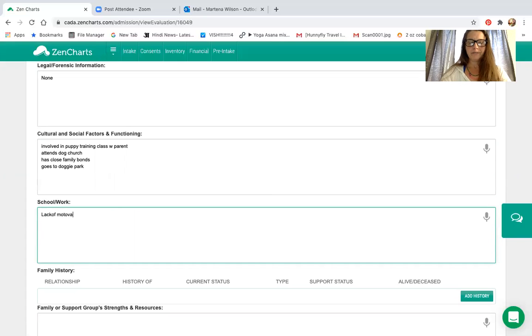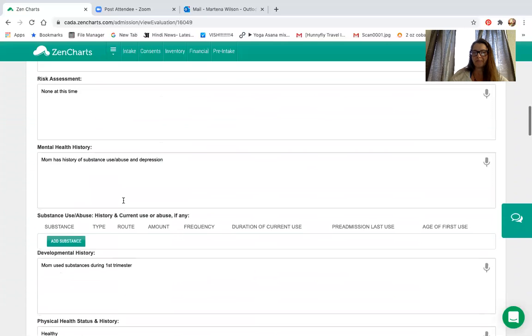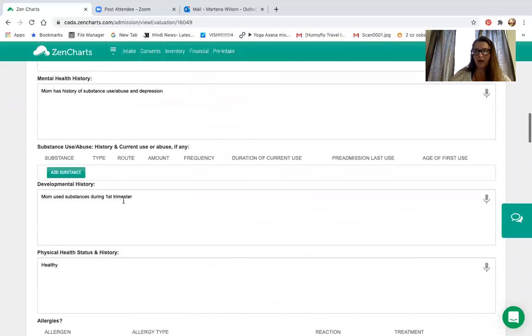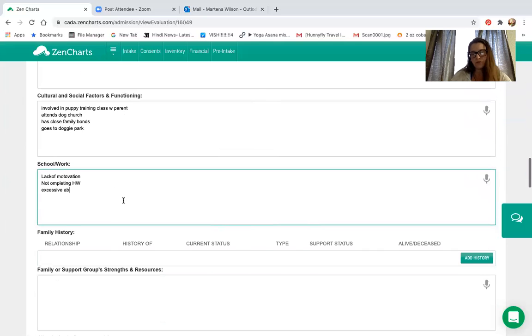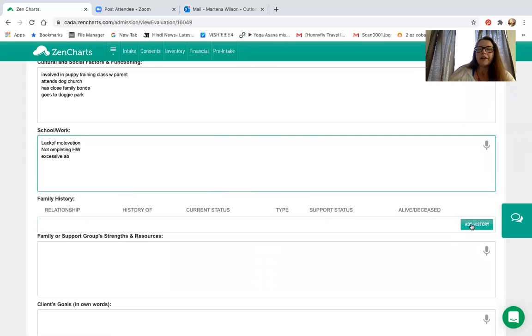Lack of motivation, fear of, let's say, not completing homework, whatever may be coming up with the school, excessive absences, okay, things like that. That's where, when we talked about the functional impairments, how is this affecting school or work, school. All right, add history. Okay, sorry. Schoolwork. So whatever is happening in the classroom, that's what you're looking at right there.